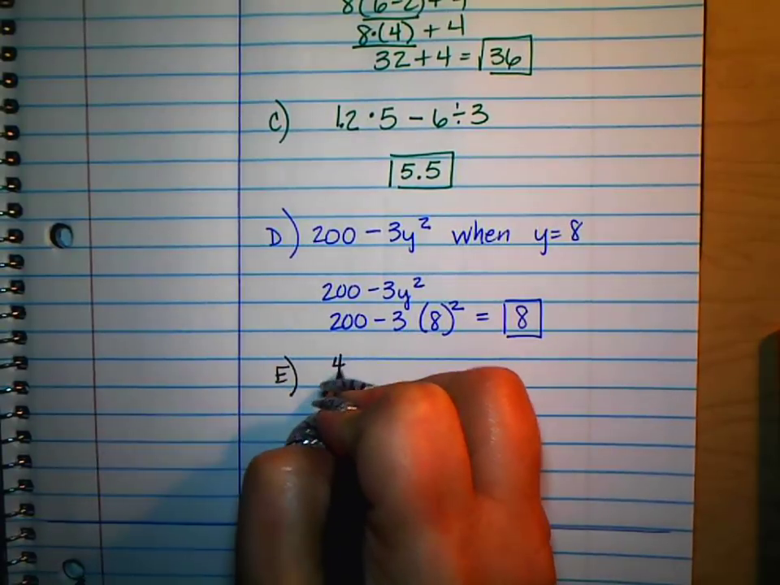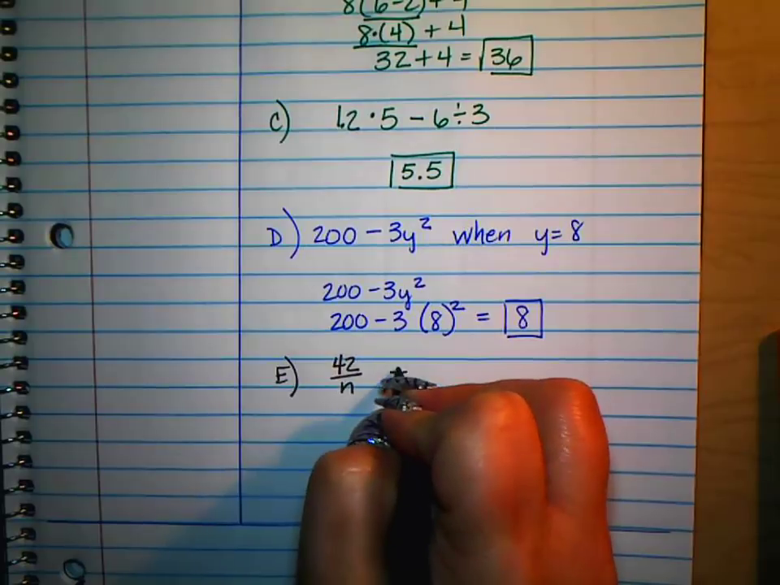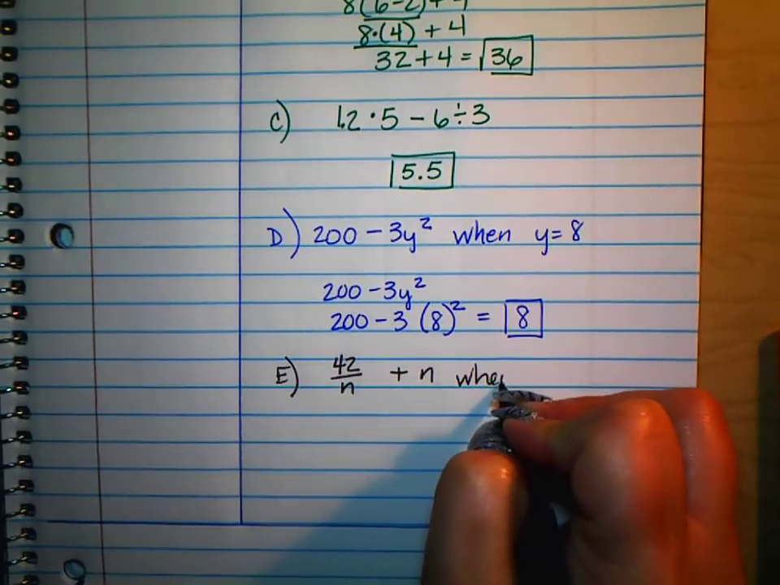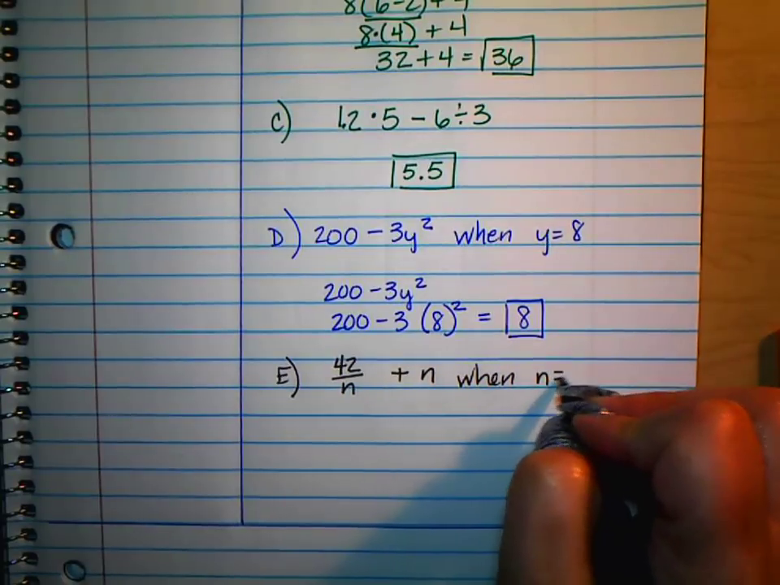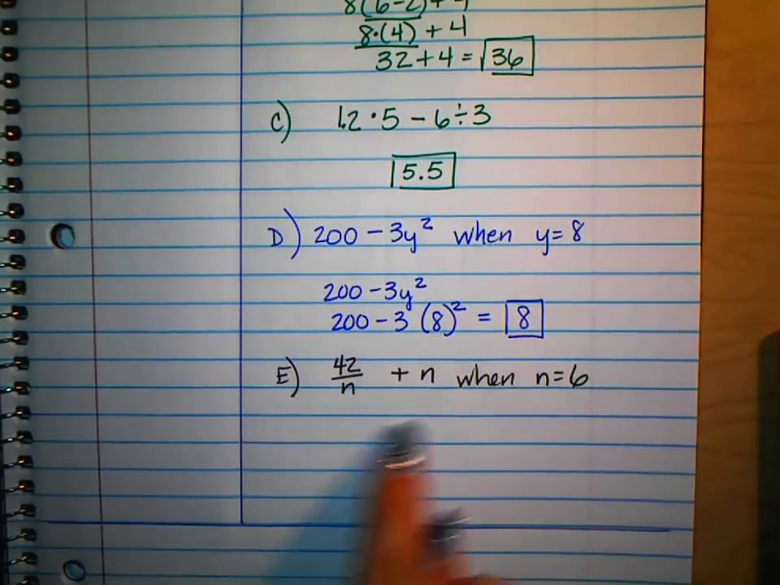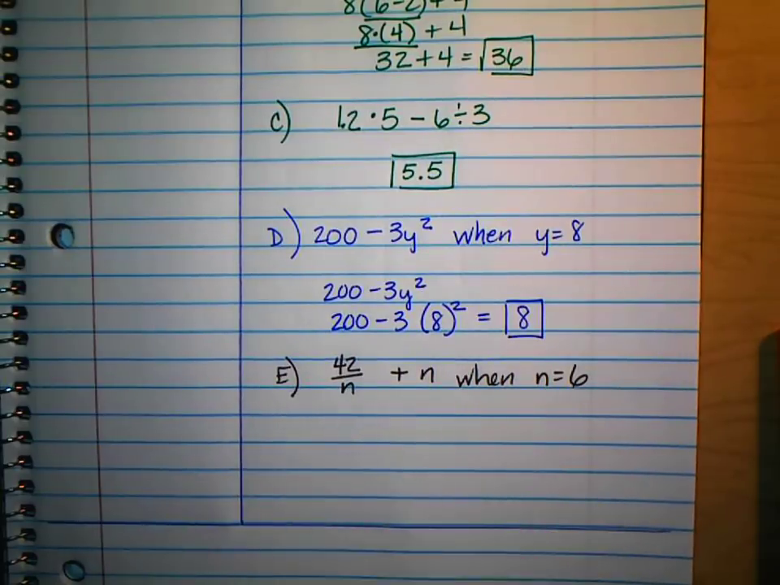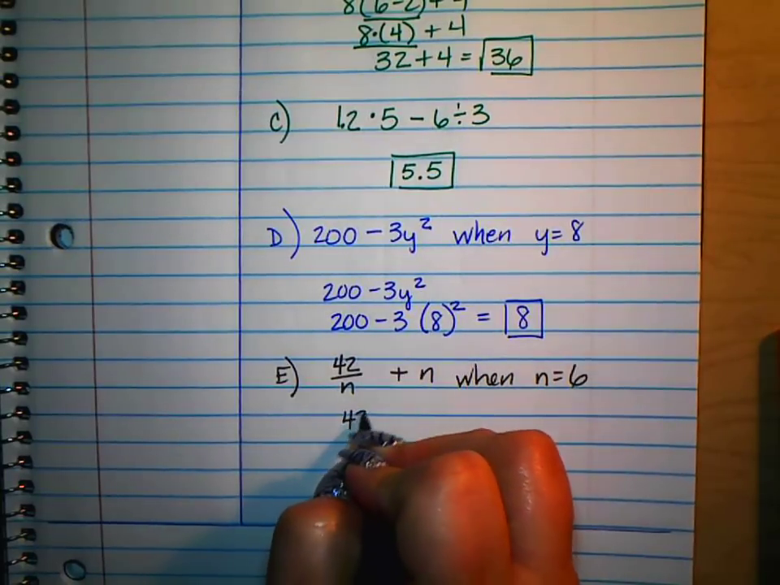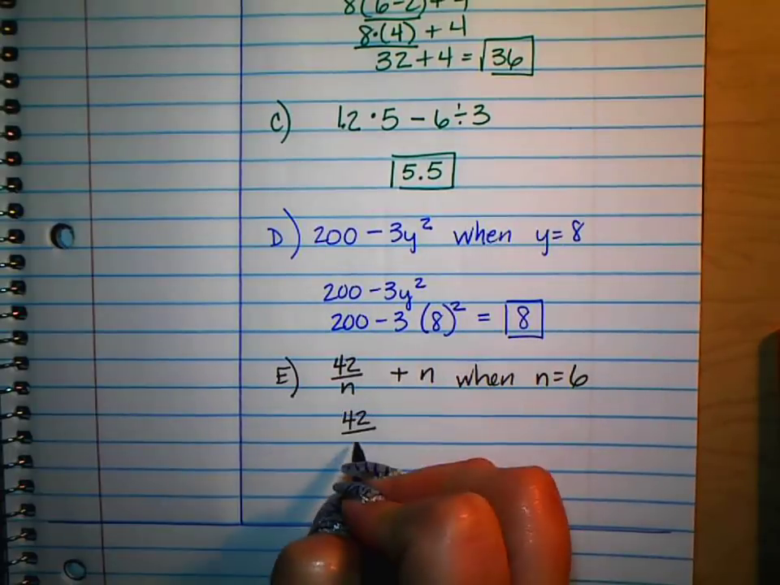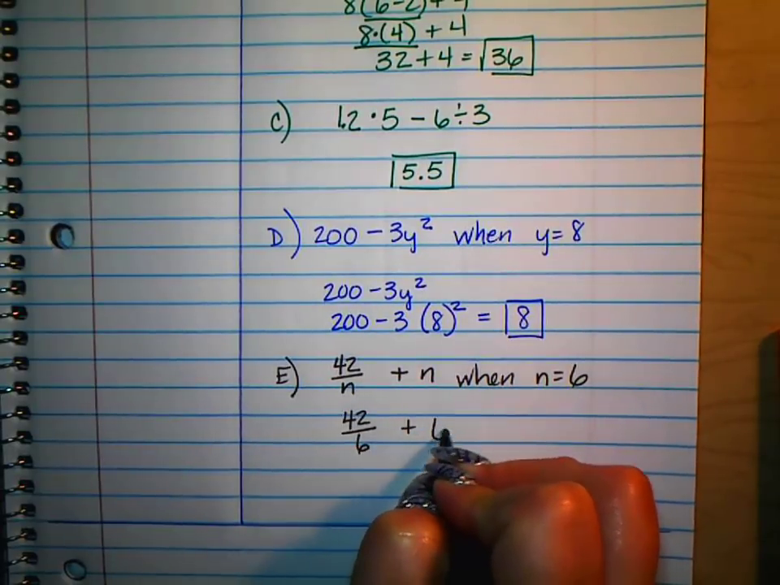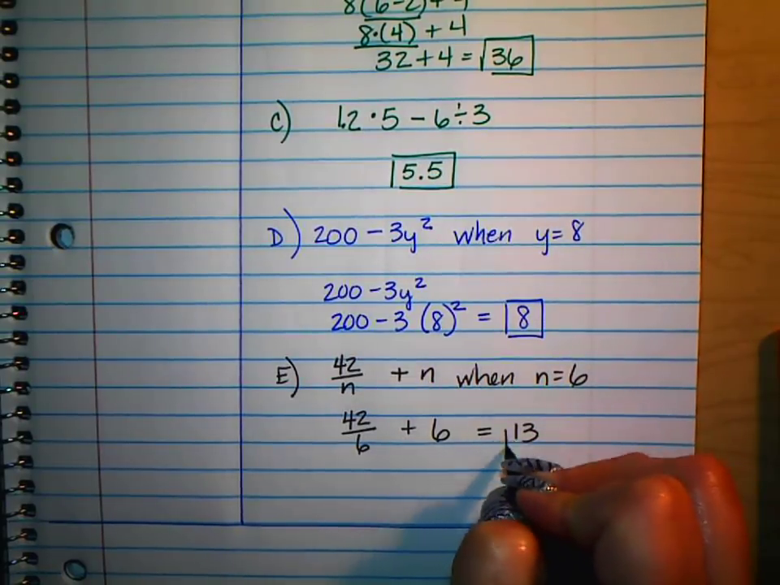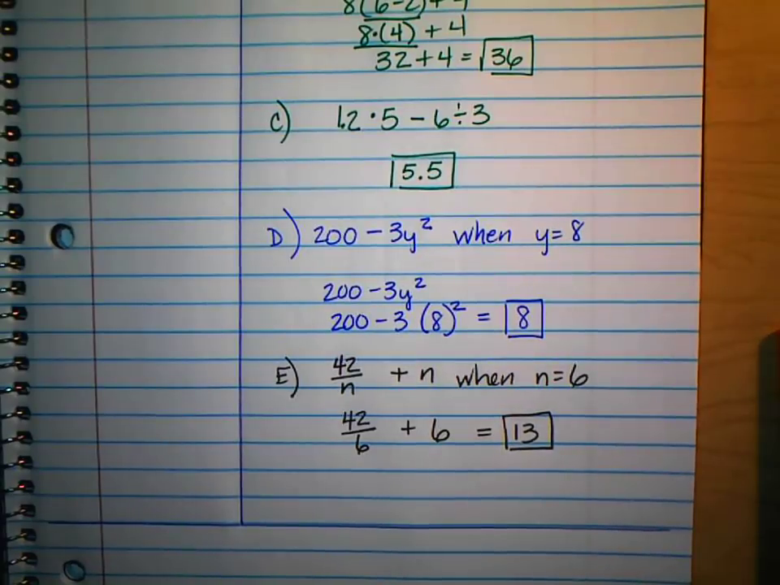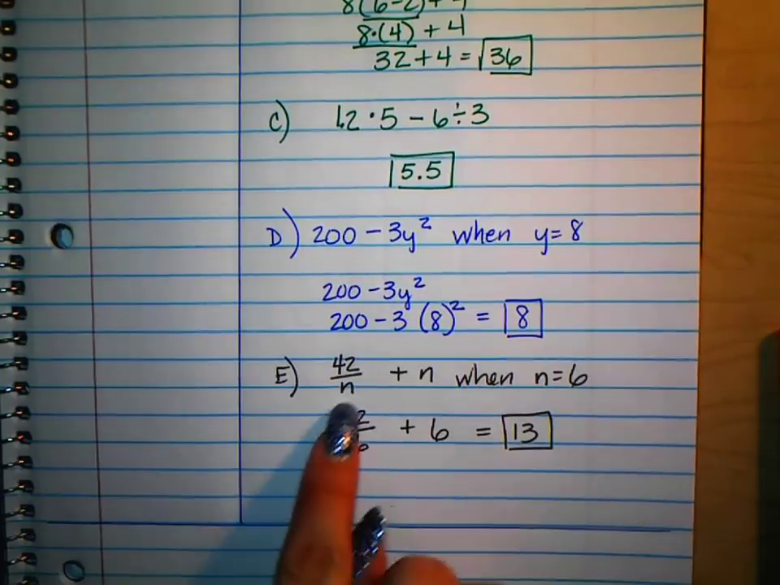Let's do another one where we have to substitute. When you substitute like this, it's probably better to write all of this on the paper before you go to the calculator. So I've got 42 divided by 6 plus 6. And when I use my calculator, I find that that equals 13. Be sure to use the parentheses on the calculator for your fraction.